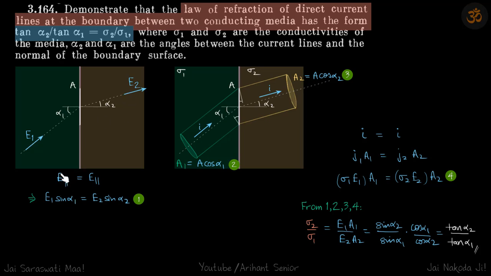So E parallel is equal to E parallel, or E1 sin alpha 1 is equal to E2 sin alpha 2. So why are we dealing with electric field? Because we need to deal with charge densities, and charge densities and electric field are related. So that's why we have started with what we know, that is just one relation when the electric field is parallel to the boundary.